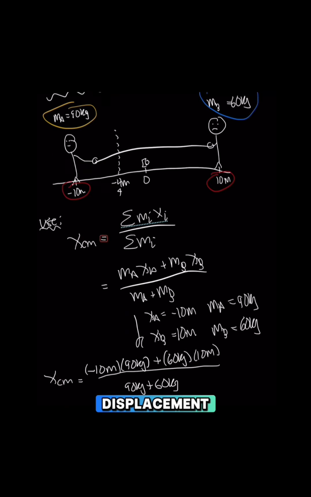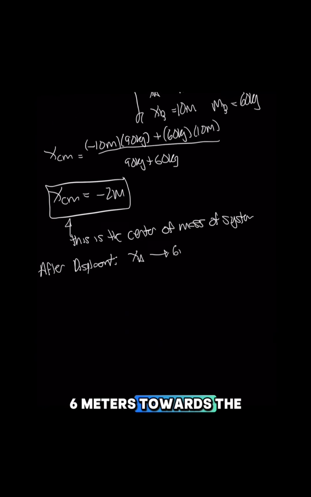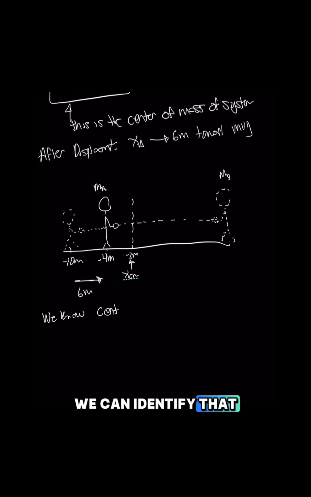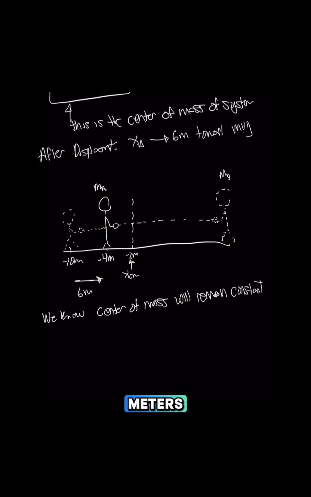So after the displacement, the position of guy A goes 6 meters towards the mug at the center. So if we draw a diagram here, we can see that 6 meters to the right for guy A, he's going to be ending up at negative 4 meters. So we can identify that the center of mass is still going to be negative 2 meters in this situation.